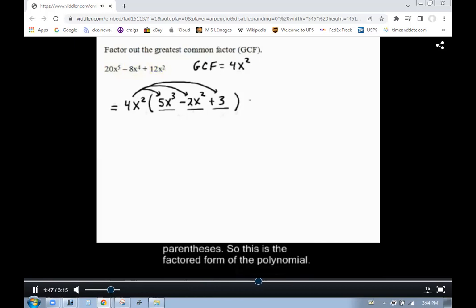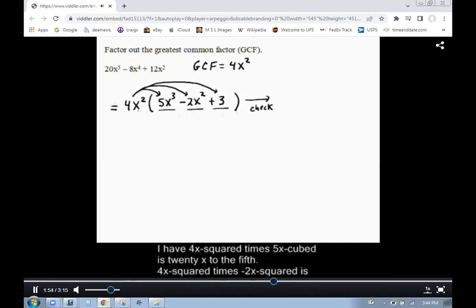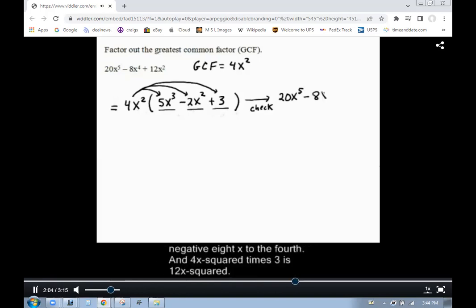Now I want to mention that all factoring problems can be checked using multiplication. I have 4x squared times 5x cubed is 20x to the fifth. 4x squared times negative 2x squared is negative 8x to the fourth. And 4x squared times 3 is 12x squared.